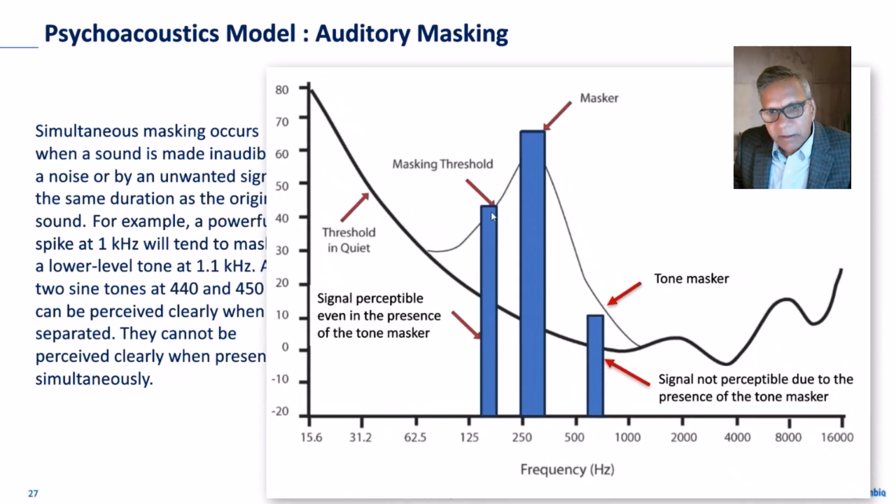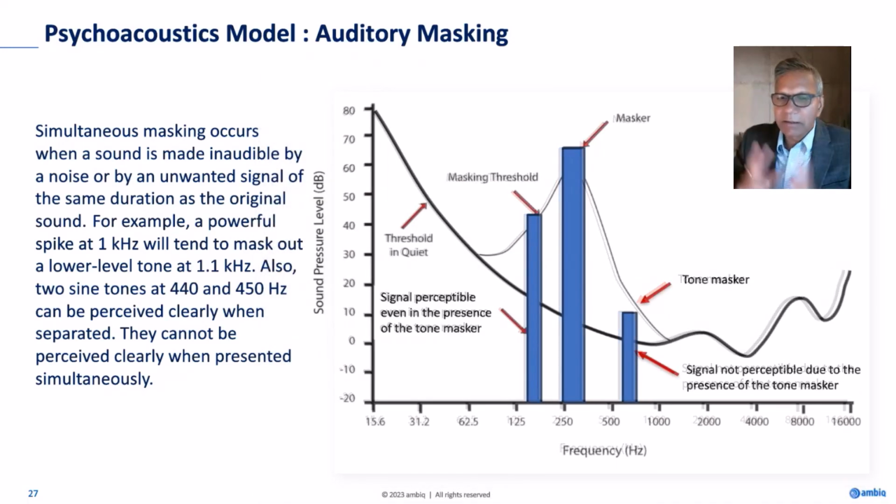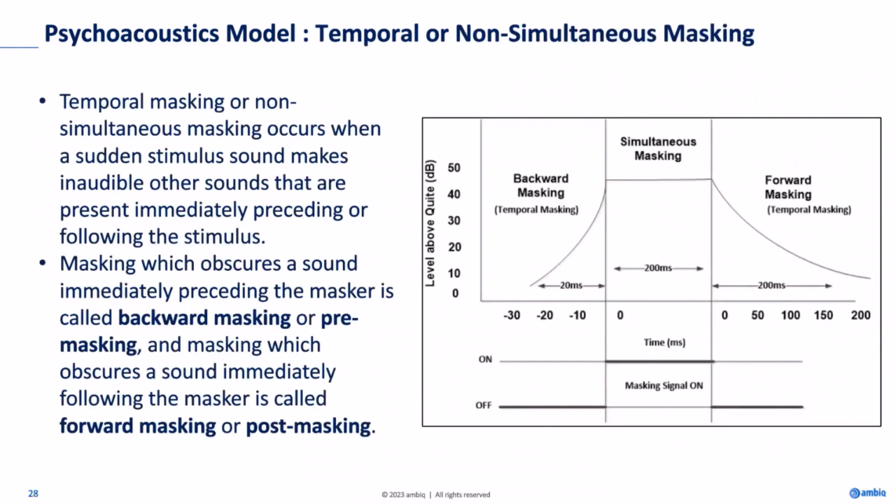Here is an example. This particular tone is audible because it is slightly above this masking curve, whereas this sound is farther apart, but it is not audible because it is beneath this masking curve. So masking is basically controlling the SNR of a system based on the ambient noise. Simple concept. In non-simultaneous masking, or temporal masking, there are 2 types: one is called backward masking, and another is called forward masking.